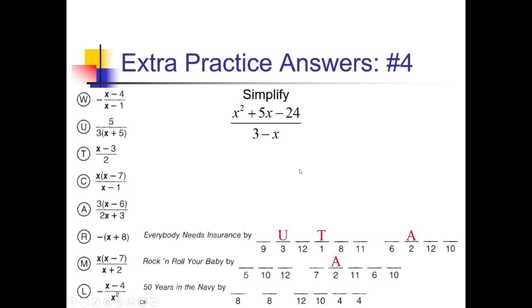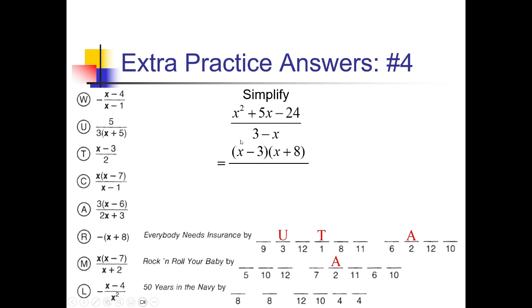Here we go with our next problem. I'm going to factor the numerator and denominator right away. I can only see one step on each that I can do. So for the numerator, I'm looking for factors of negative 24 that add up to 5. So 1 and 24 doesn't work, 2 and 12 doesn't work, 3 and 8 works if I use negative 3 and positive 8. So x minus 3, x plus 8.